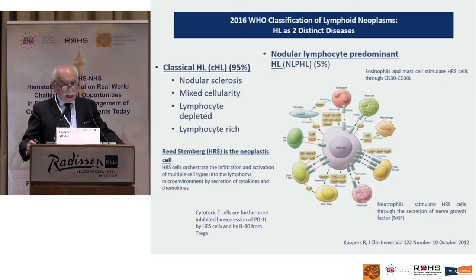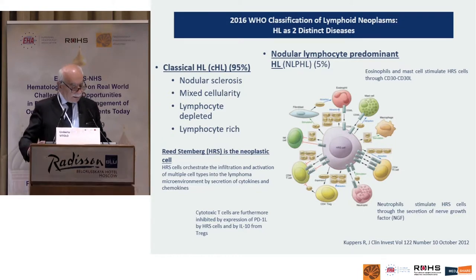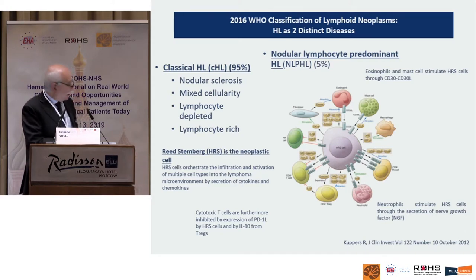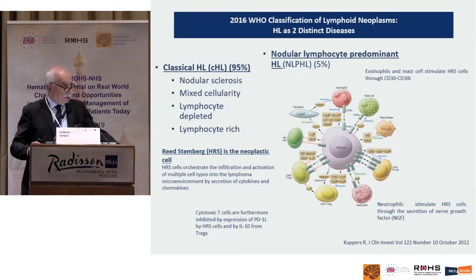We have two types of Hodgkin lymphoma. The vast majority of the patients have classical Hodgkin lymphoma, that includes nodular sclerosis, mixed cellularity, lymphocyte depletion, and lymphocyte-rich variant of Hodgkin lymphoma. Nodular lymphocyte predominant is a very rare disease. Only 5% of the Hodgkin lymphoma patients have this histological subtype.